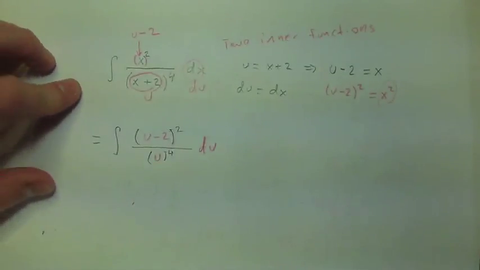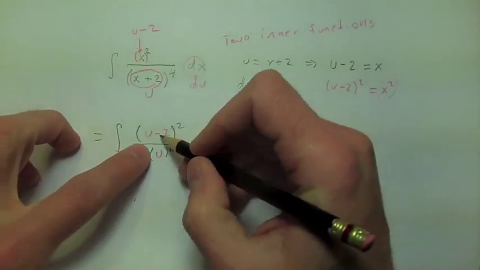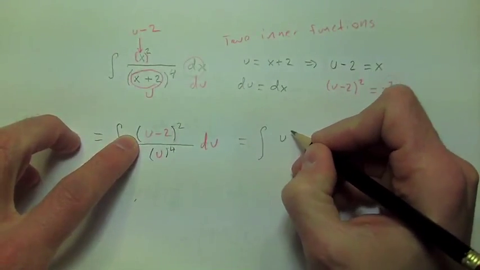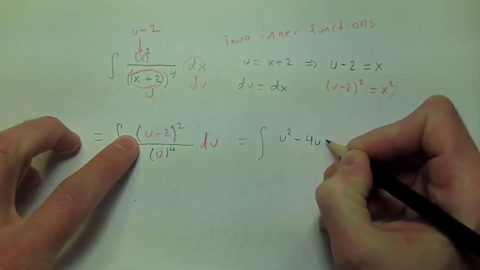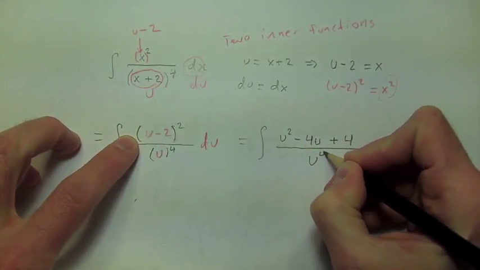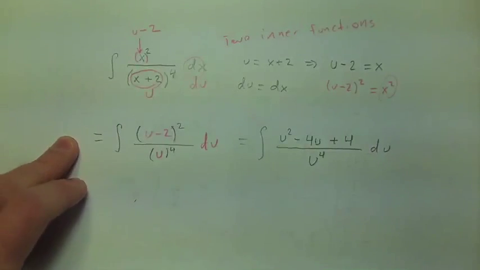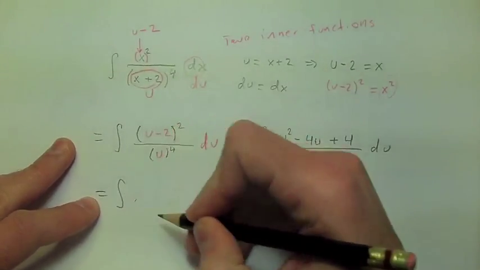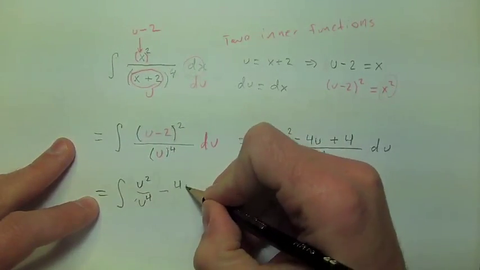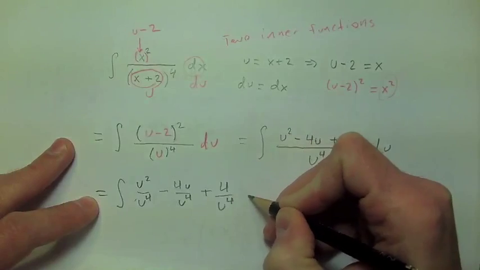Now what does this do for us? Well, if I expand this out, I can do u minus 2 all squared. That will be u squared minus 4u plus 4, and this is all over u to the 4th. And now I can actually break this fraction up and integrate this. So I have u squared over u to the 4th minus 4u over u to the 4th plus 4 over u to the 4th du.